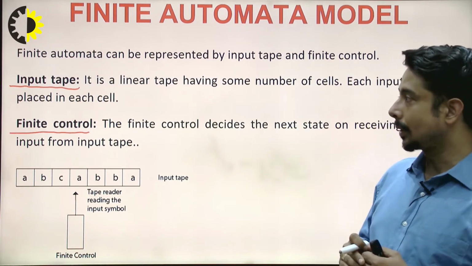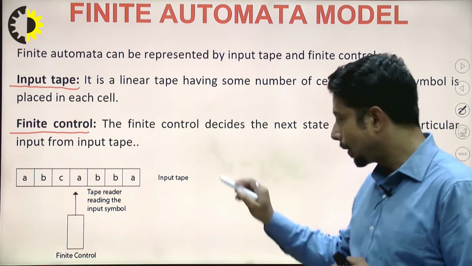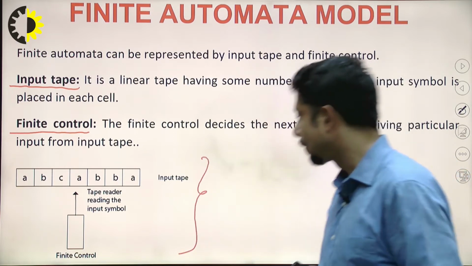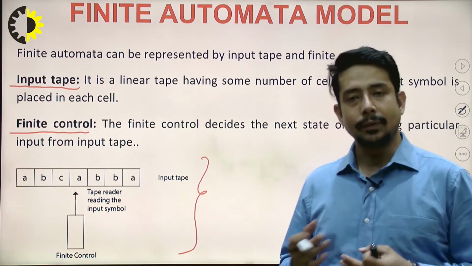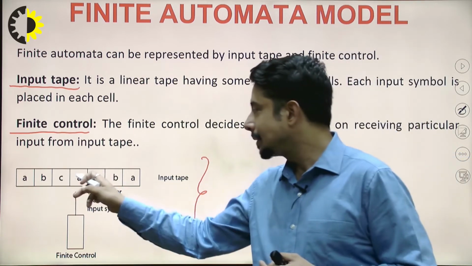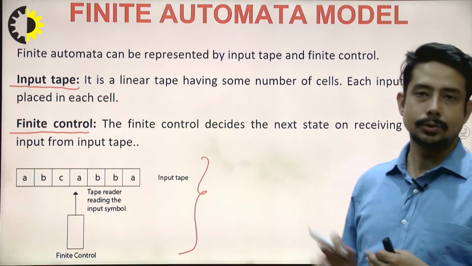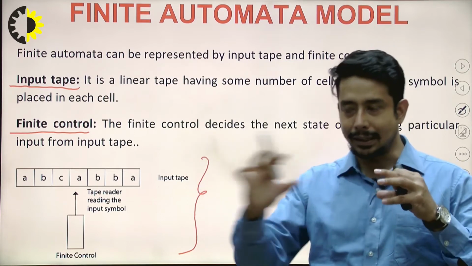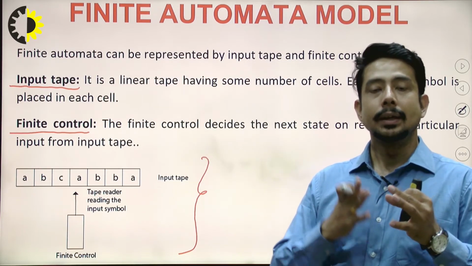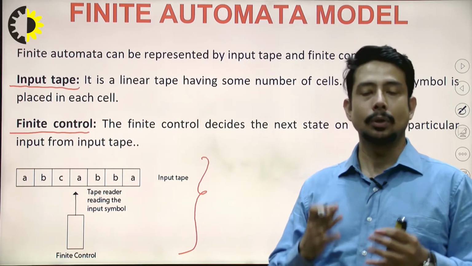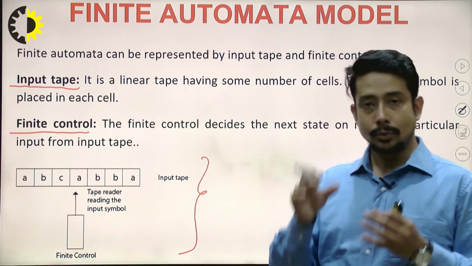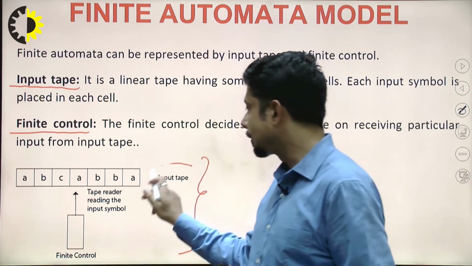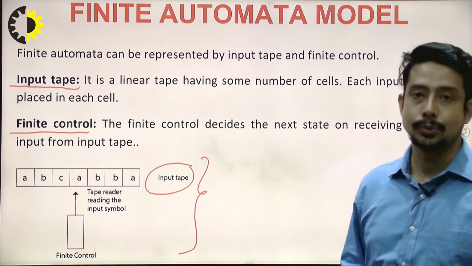What is the meaning of input tape and finite control? Look into this diagram. Suppose I have defined a particular string A, B, C, A, B, B, A. So this is a string. Definitely I need to put that particular string into a data structure from where I can read it or show the output to the user, right? So one data structure that we'll be using is the input tape, where the string will be stored.